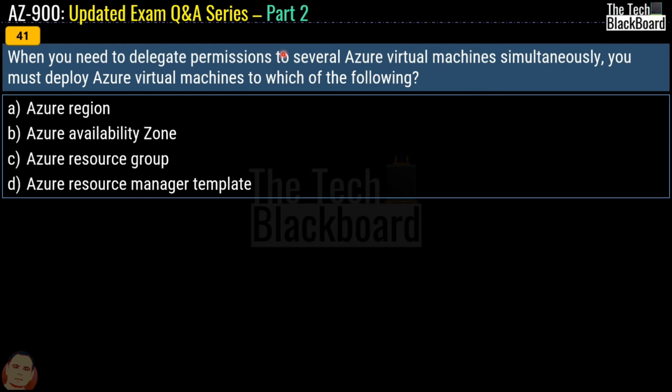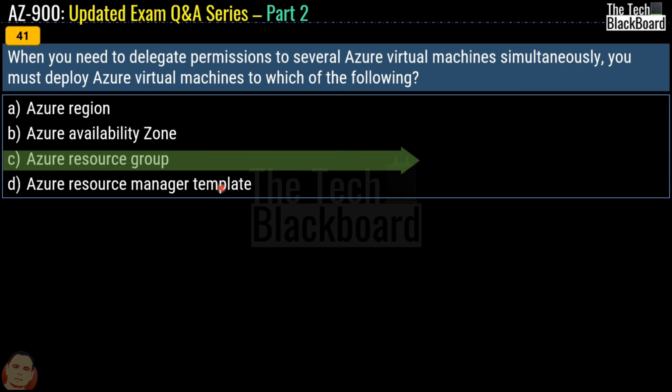Now let's move to question number 41. The question says that when you need to delegate permissions to several Azure virtual machines simultaneously, you must deploy Azure virtual machines to which of the following? Your options are Azure Region, Azure Availability Zone, Azure Resource Group, or Azure Resource Manager Template. The correct answer for this question is option C, Azure Resource Group.